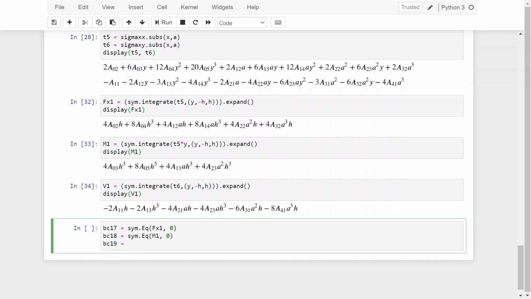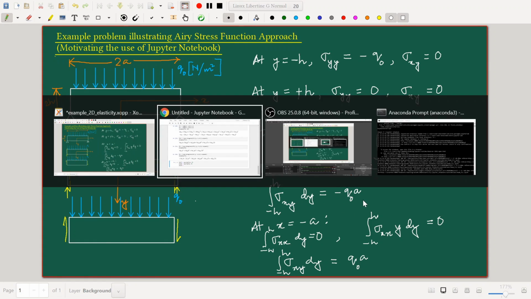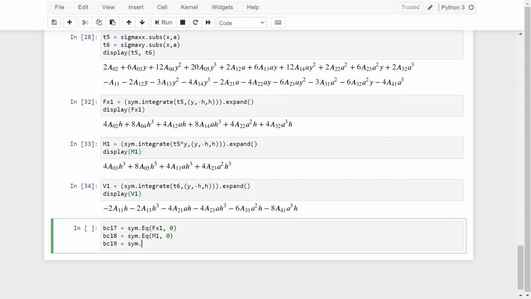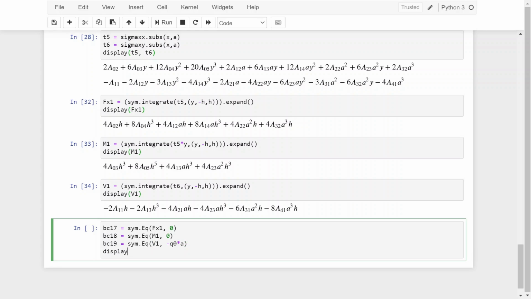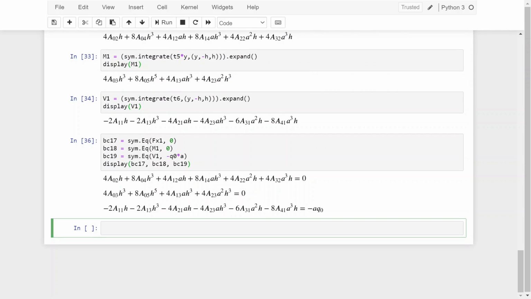look once more at what should be the expression for this v1. So sigma xy dy, so that is the v1, that is equal to minus q naught a at x equal to a. So we write that down here properly. Minus q naught into a. All right, so we display this BC 17, BC 18, BC 19. All right, so we have 3 more equations. Okay, we are going to have many equations.